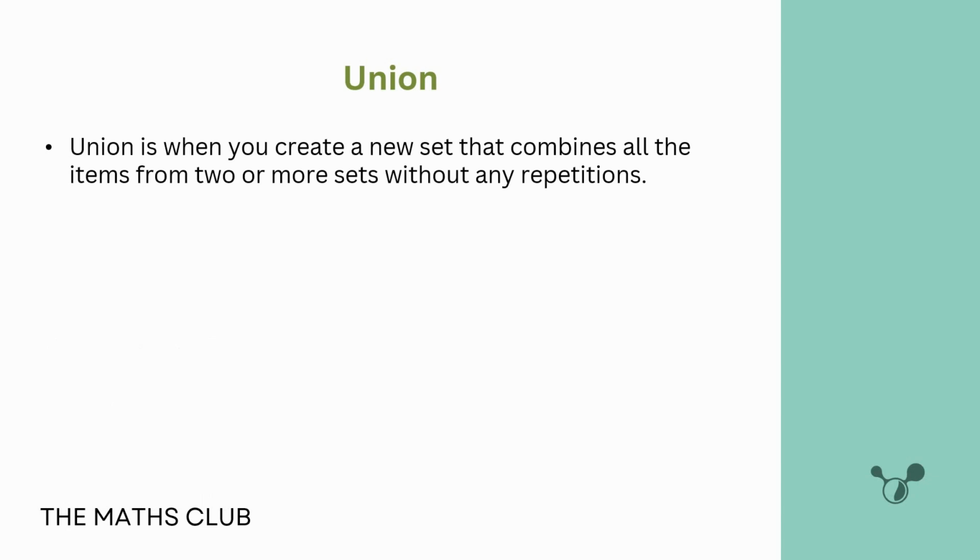So in line with what we've said, union is when you create a new set that combines all the items from two or more sets without any repetition. How do we denote it? We denote it by a symbol. It looks as if it's a U, but it's really not, though it's close enough to U. So if you use U, it's permitted.